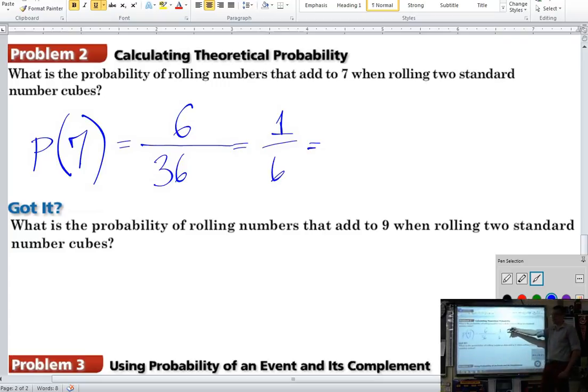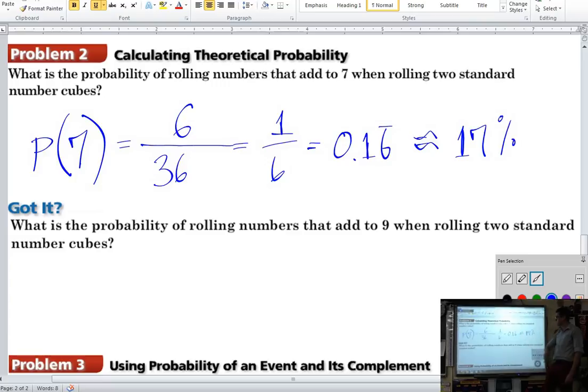So you can leave it as 1/6. If you're asked for probability, you're fine to be done there. Or it's 0.1 with the 6 repeating forever, which is approximately 17% if I make these squigglies. Any questions on that?